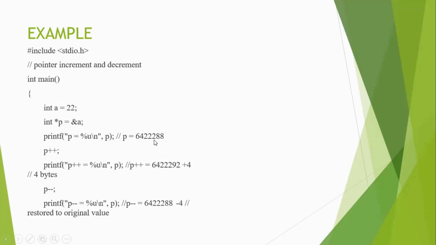So here, taking the last 3 digits, 288 plus 4 gives 292. Now the pointer P will point to the location 642292. Now, if I want to move back to the previous location, that is the original location, then I have to use the decrement operator. The present memory address will be decremented by 4 bytes, and it will restore to the previous location, that is your original location.